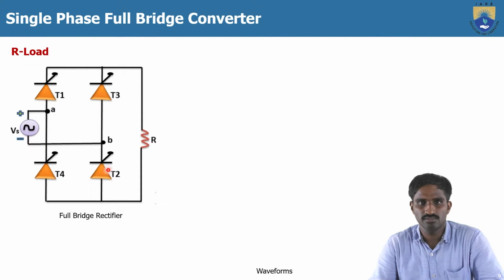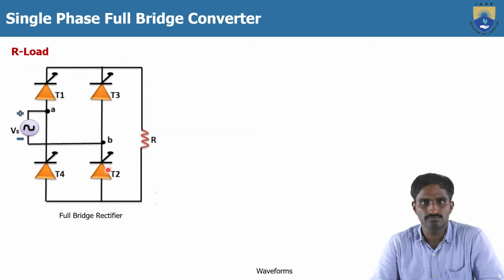By using a midpoint transformer, we give the AC supply to the converter, which is the rectifier. So this is another type of full converter, that is the bridge type full converter. In this, first we are going to discuss the full bridge converter with R load. Again, this is also a rectifier, which means it can convert AC to DC.